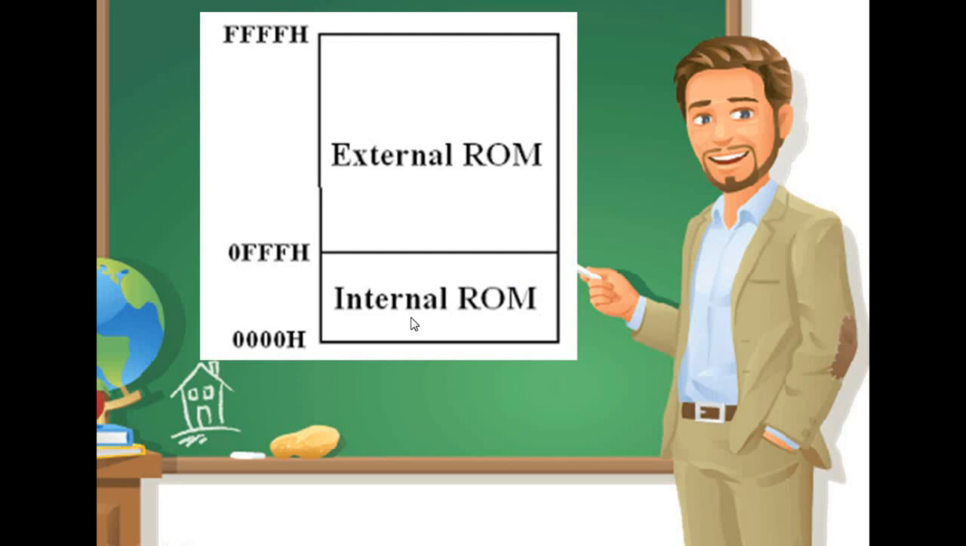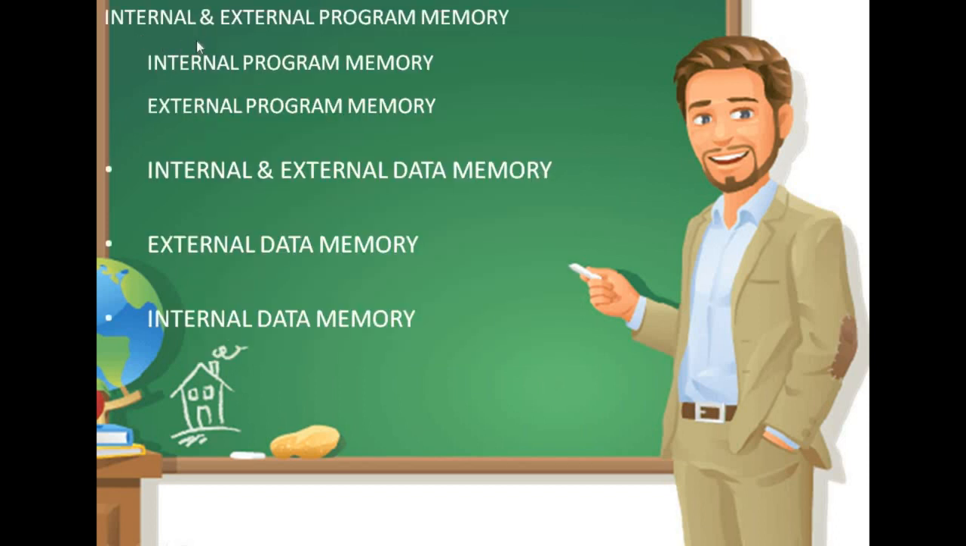This is the internal ROM, and whenever a program is much larger than these address memory locations, we are going to access the external ROM, which starts from 1000H to FFFFH. So this program memory has been divided into internal program memory and external program memory, and RAM is also divided into internal and external data memory.